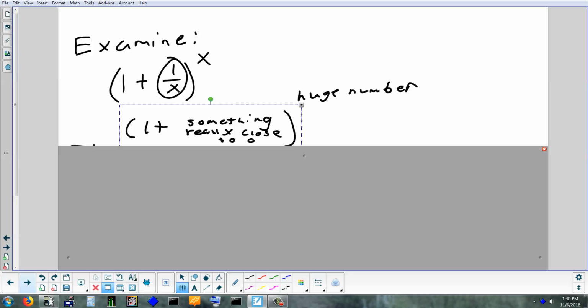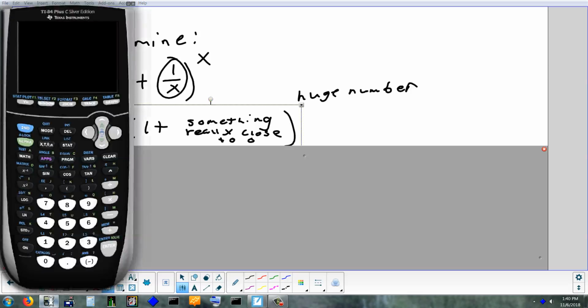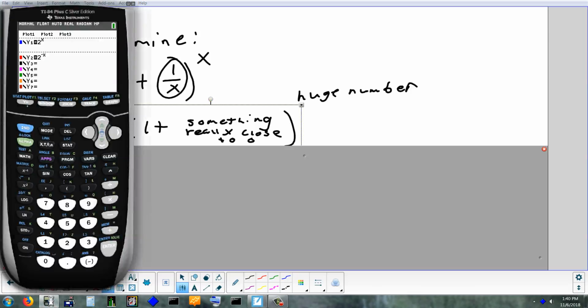Well, if you take something extremely close to 1 and raise it to a huge number, what's going to happen? Because we already said if you take 1 to a huge number, it's 1. This isn't 1. It's something as close as you can possibly imagine to 1. It's like 1.00000000001, as many zeros as you want. So it's as close as you want to 1. But then it's a huge number we're raising it to. So let's just graph it and see what happens.